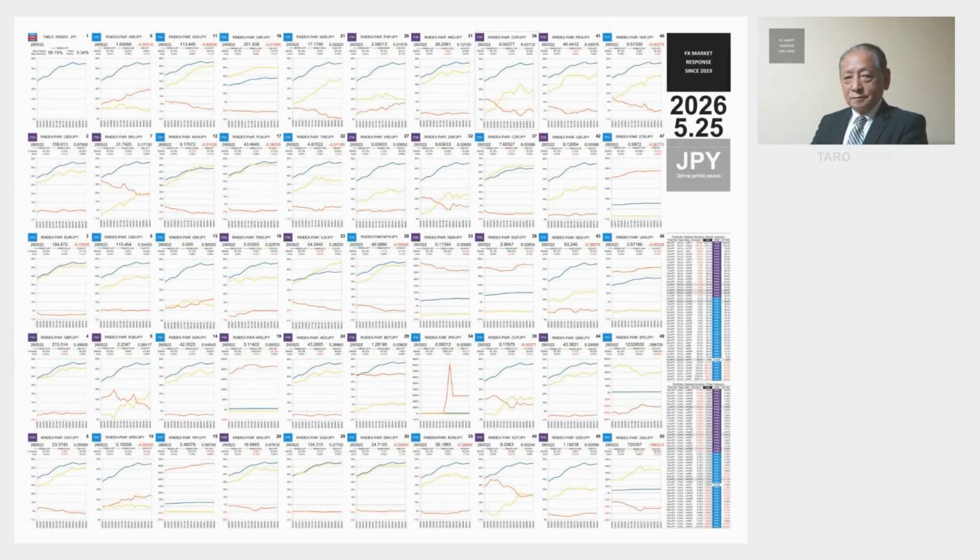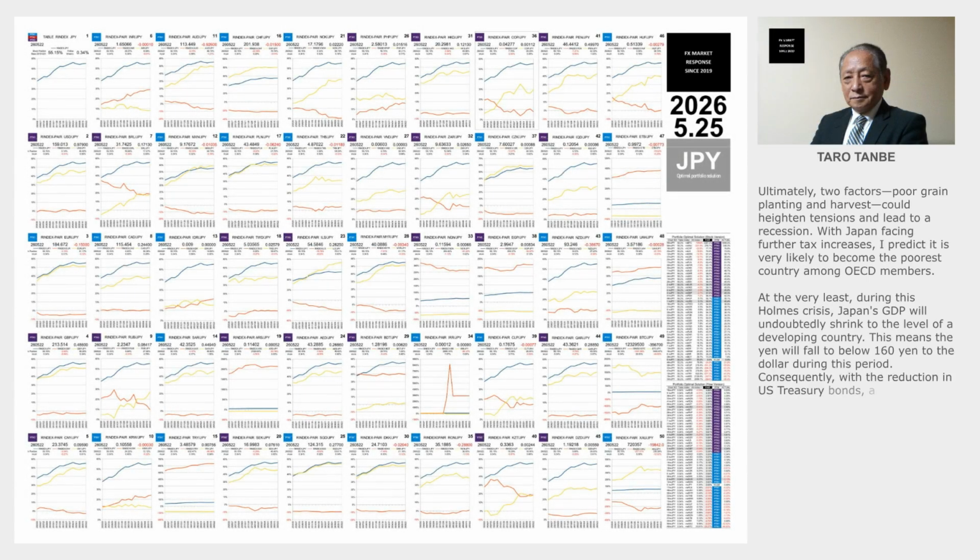Ultimately, two factors, poor grain planting and harvest, could heighten tensions and lead to a recession. With Japan facing further tax increases, I predict it is very likely to become the poorest country among OECD members. At the very least, during this Hormuz crisis, Japan's GDP will undoubtedly shrink to the level of a developing country. This means the yen will fall to below 160 yen to the dollar during this period. Consequently, with the reduction in U.S. Treasury bonds, a decline in Japan's long-term interest rates is inevitable.